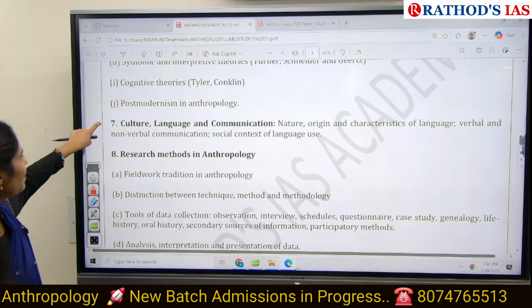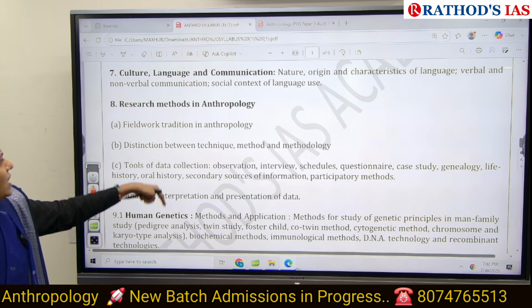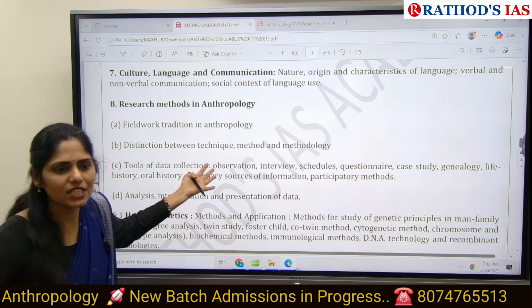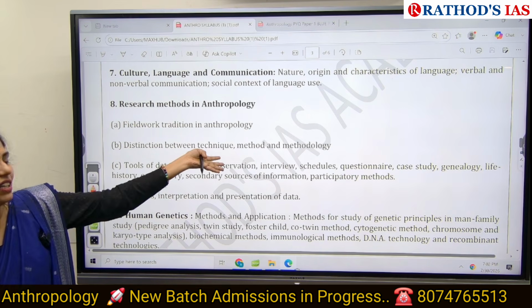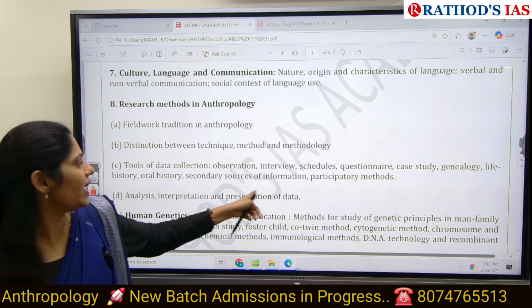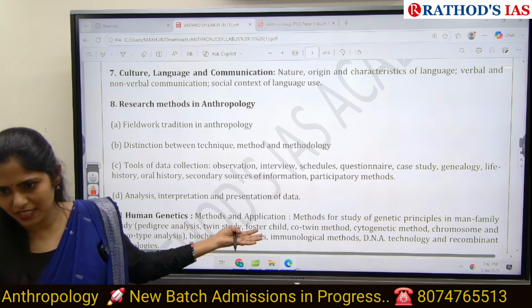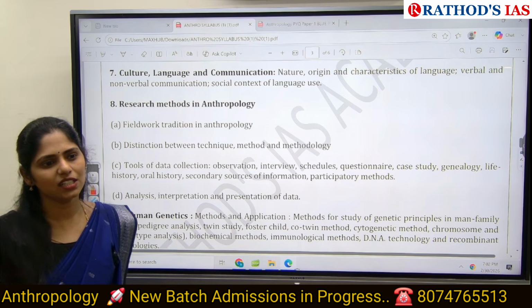After this 7th chapter is done, we are going to see research methods in anthropology. This is nothing but how fieldwork is done, what techniques they use to collect information, how many types of techniques we have, and how they use the data and represent this data. This will be a technical thing.